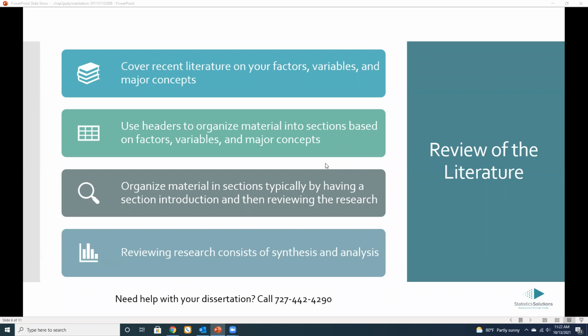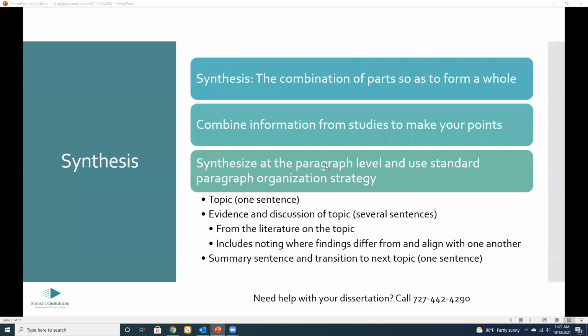Okay, like I said, reviewing the research consists of not just summary, summarizing a little bit, describing what's in the studies, what they're about, but synthesis and analysis. So let's take those two separately. What is synthesis? Synthesis generally is just combining two or more things to create a whole. So the idea is to combine information from the studies to make your points. And the best way to do this is to synthesize at the paragraph level.